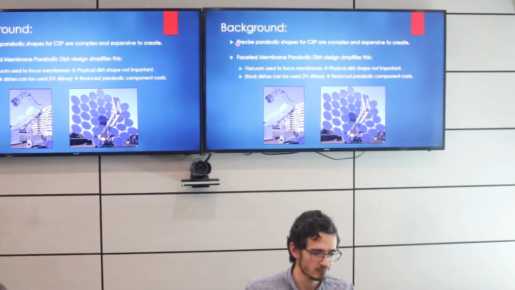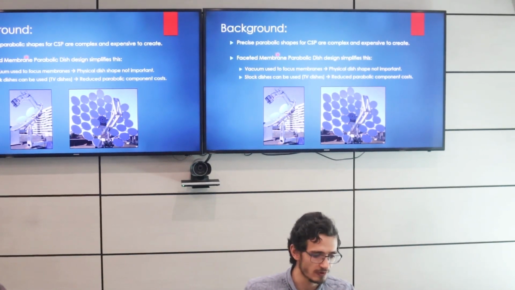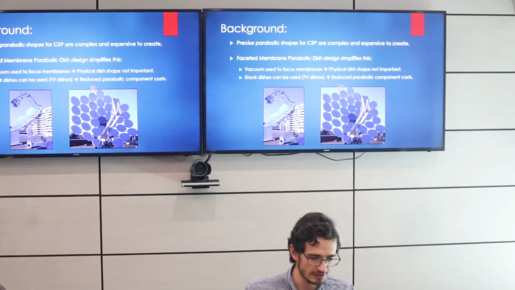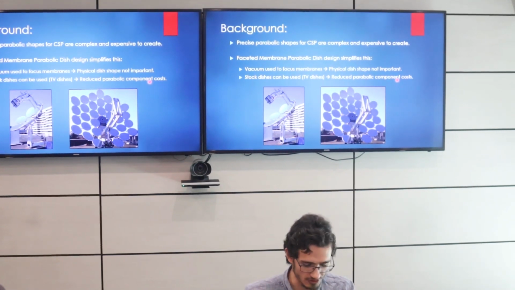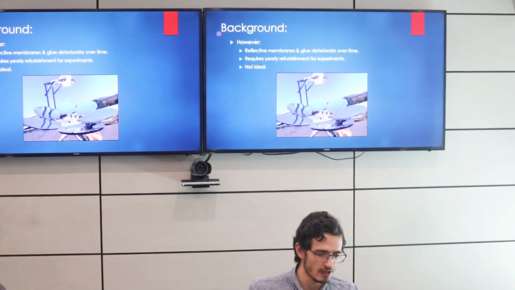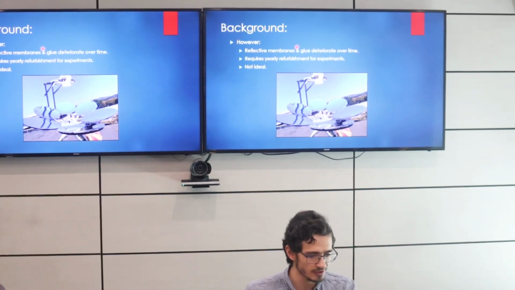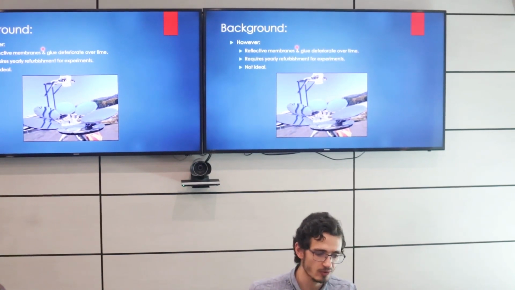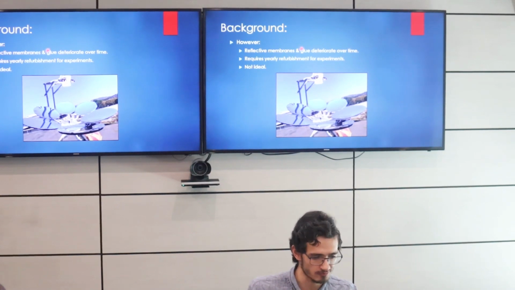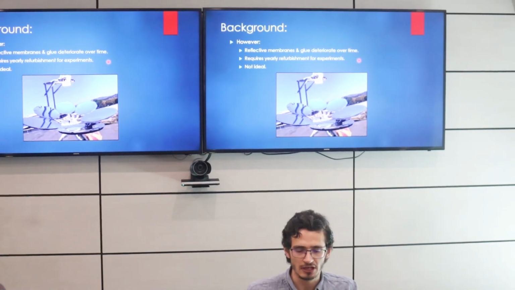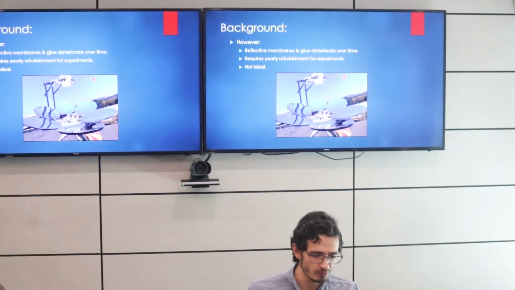An approach to this can be using a faceted membrane parabolic dish design, which simplifies this in that it uses a vacuum to focus the membranes, ultimately leading to reduced parabolic component costs. However, the reflective membranes and glue deteriorate over time, and as such require yearly refurbishment for experiments, and this is not ideal. For instance, some of the previous years, even during their experiments, these membranes could be seen to start delaminating.